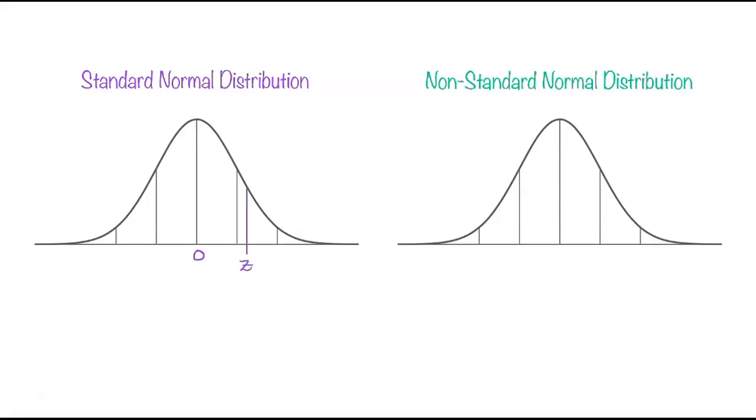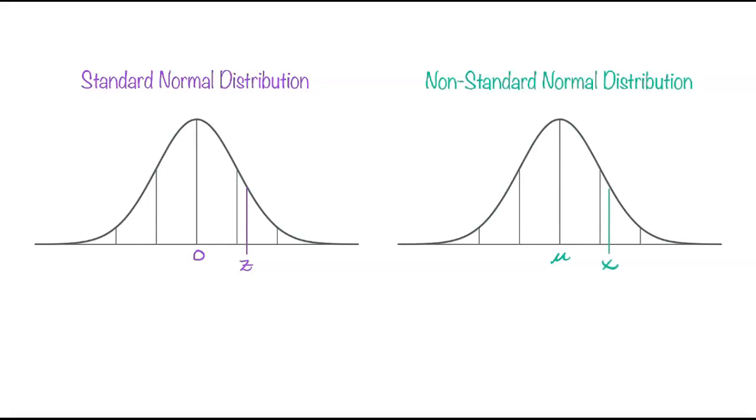With a non-standard normal distribution, we don't require that the mean is 0. The mean can be anything. We also don't require that the standard deviation be 1. The standard deviation can also be anything. So we don't have the same property. Each data value is not the same as its corresponding z-score.